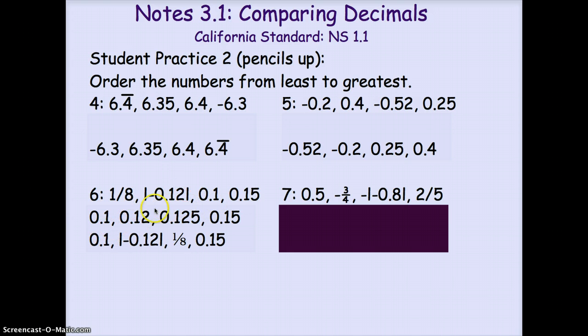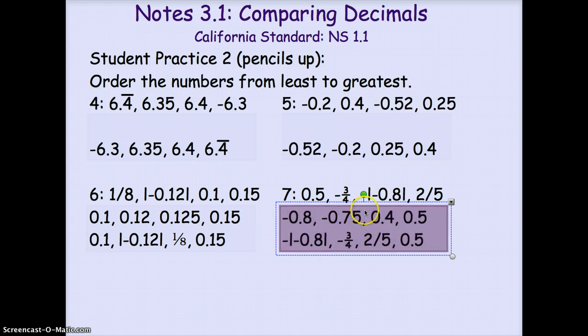The second one, now the absolute value of negative 12 hundredths is just 12 hundredths. 1/8 becomes, as a decimal, 125 thousandths. Notice I wrote it back as 1/8 for my final answer. And then 15 hundredths. Okay, same thing on number 7. Again, I changed them into new numbers and then rewrote them as their original numbers.